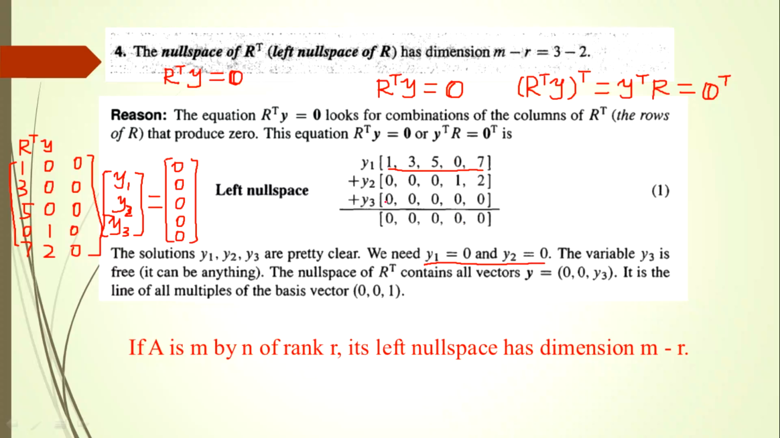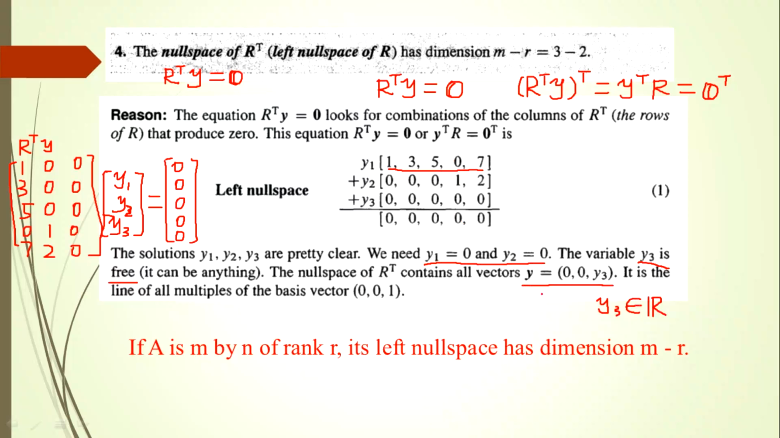And the last row, y3 can be any real number. That's why we said y3 is free. So the solution will be 0, 0, y3, where y3 is any real number. But the first two components should be 0. y1, y2 should both be 0, right? So this is a multiple of the basis vector 0, 0, 1.